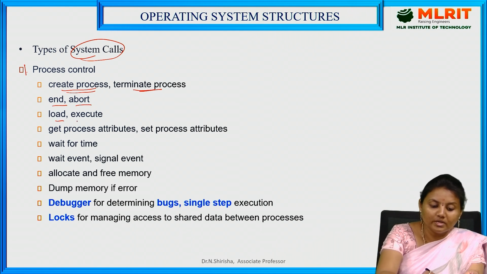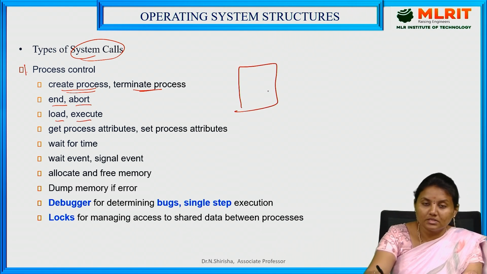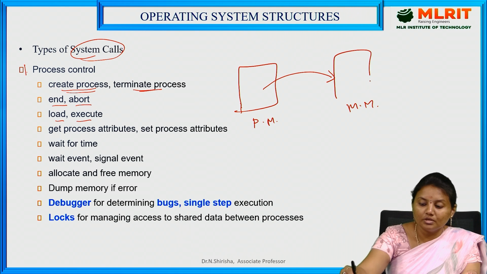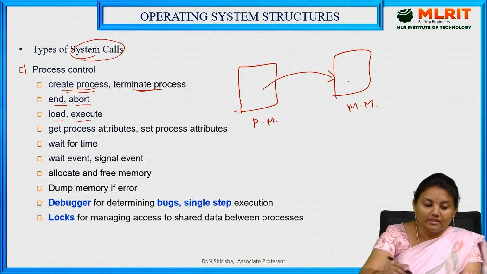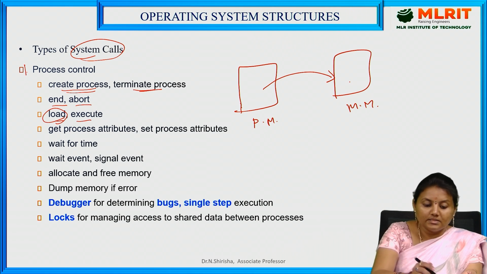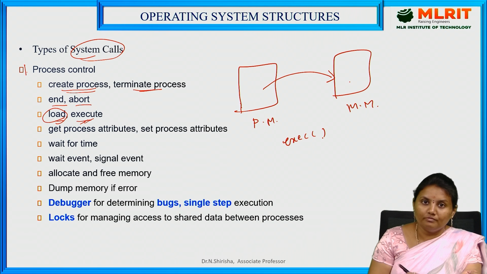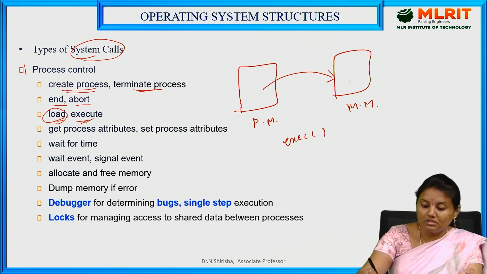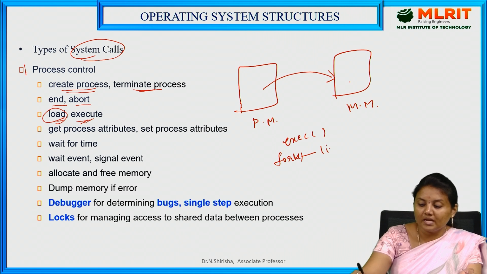Similarly, load and execute. You have created a process and this process has to be loaded from your physical memory to your main memory. So if you want to do this, you have to load it, for which again you need a system call. Then execute. So the exec function is used as a system call for execution of a process. Similarly, for the creation of a process you have fork, which is used in the Linux operating system.